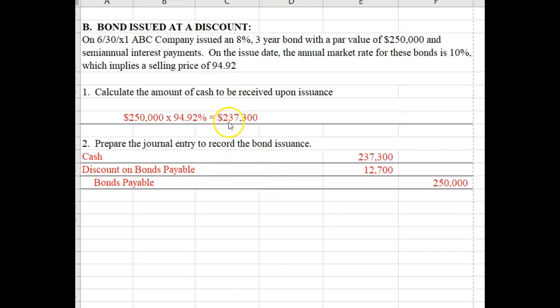So the issue price of these bonds is $237,300, calculated as the par value $250,000 times 94.92%. Debit cash $237,300. Credit bonds payable the full par value $250,000, and debit discount on bonds payable for the difference between the two to get this journal entry to balance. Remember that discount on bonds payable is a contra liability account. It attaches itself to bonds payable and has the opposite normal balance.